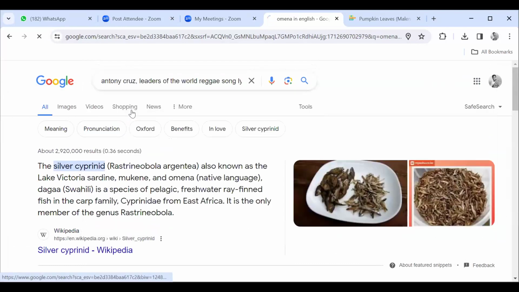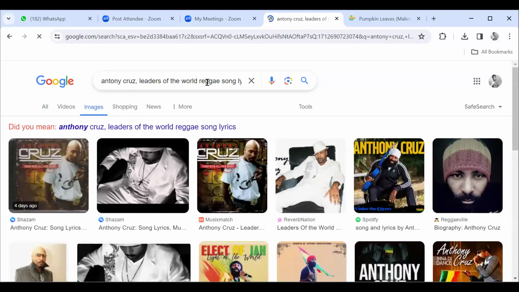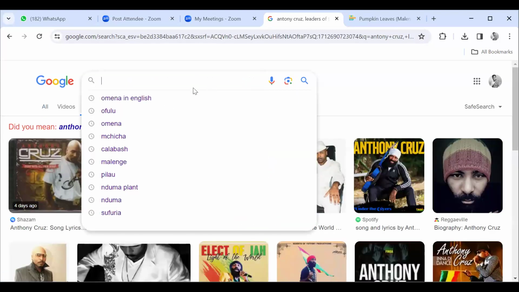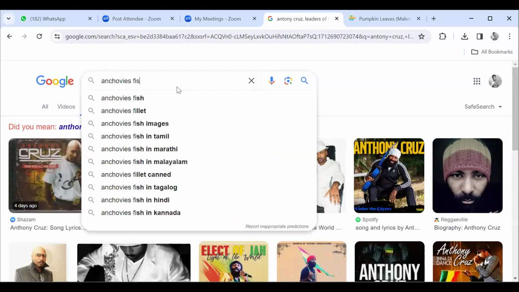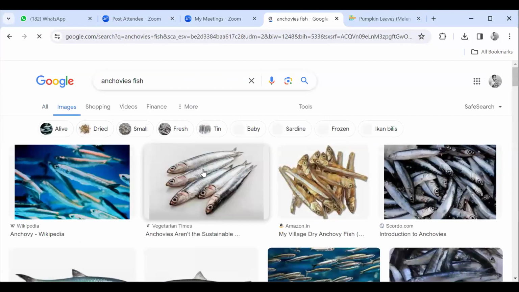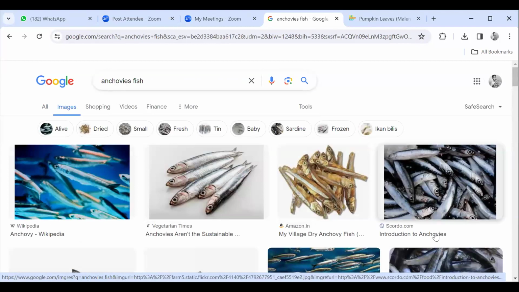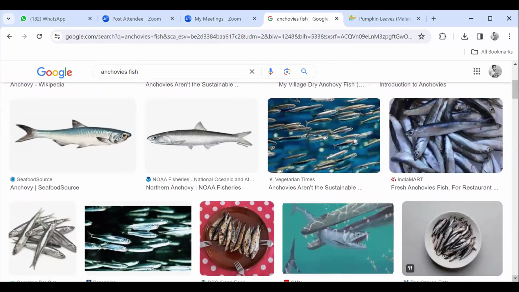This one? Yeah, any of those, anchovy fish. It's fish. A-N-C-H-O-V-I-E-S. Fourth one, third one down. Yeah. Anchovy, yes, fish images. They're very small, like your omena. Yeah, I think so. It seems very small like them.